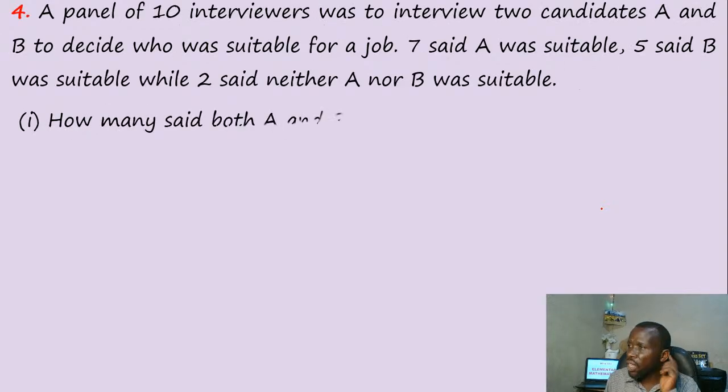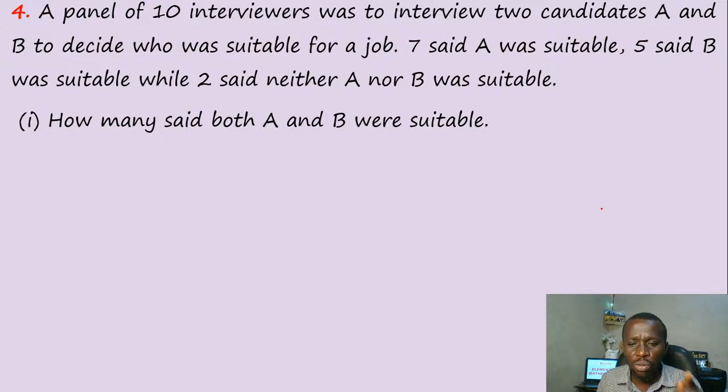Okay. A panel of 10 interviewers was to interview 2 candidates, A and B, to decide who was suitable for a job. 7 said A was suitable, 5 said B was suitable, while 2 said neither. Now, look at that. That is the kind of question we are talking about where we are using 0. So you can see that 2 said neither A nor B. You can see that phrase, neither A nor B. We're going to use it.